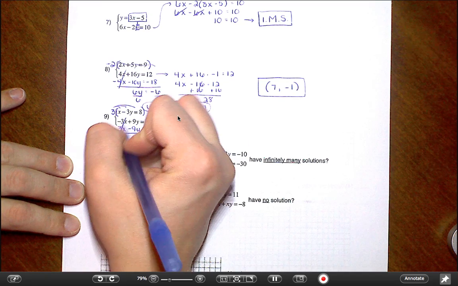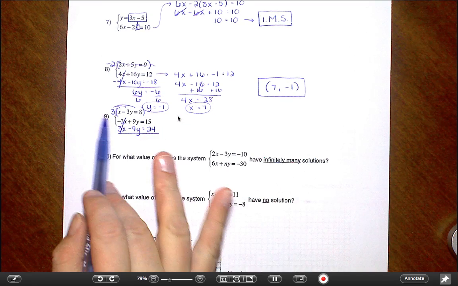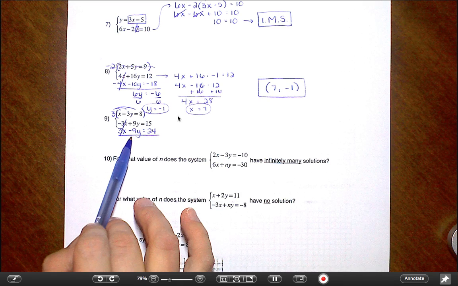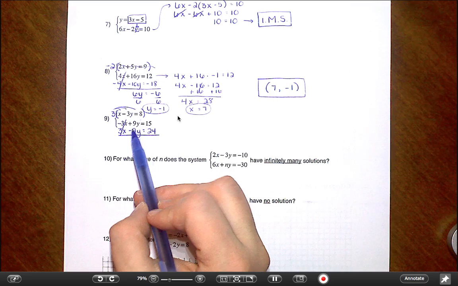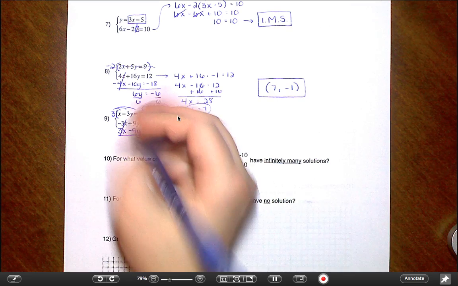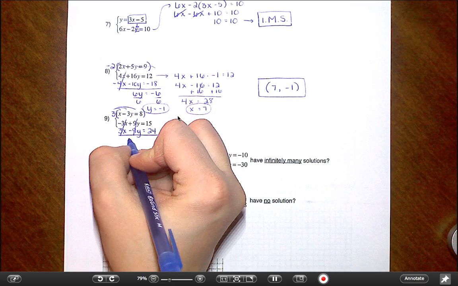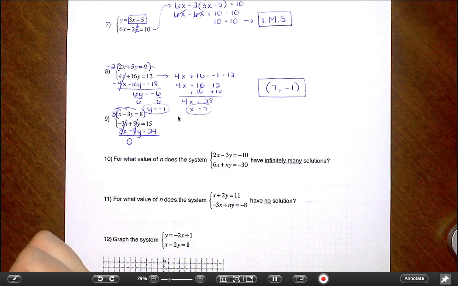Now my x's cancel out because that's what I wanted to happen. Remember, I was trying to get this to be a 3x, but this is another one where just accidentally the 9y and the negative 9y are going to cancel as well. So this whole side of the equation is equal to 0.